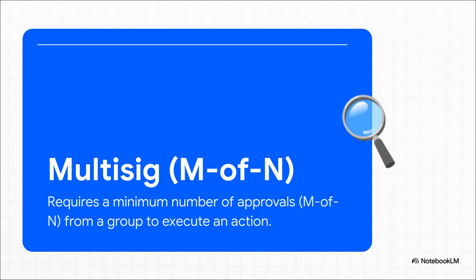Now, to solve that single point of failure problem, we have the multisig, which is just short for multi-signature. This setup requires a minimum number of approvals from a whole group before anything can happen. We usually call this M of N. So for example, you might need, say, 3 out of 5 key holders to all sign off on a transaction.